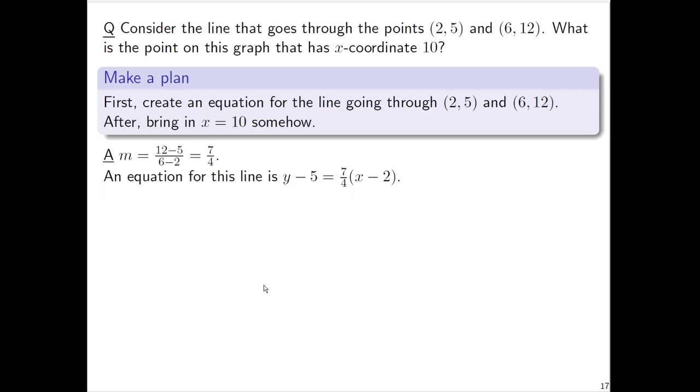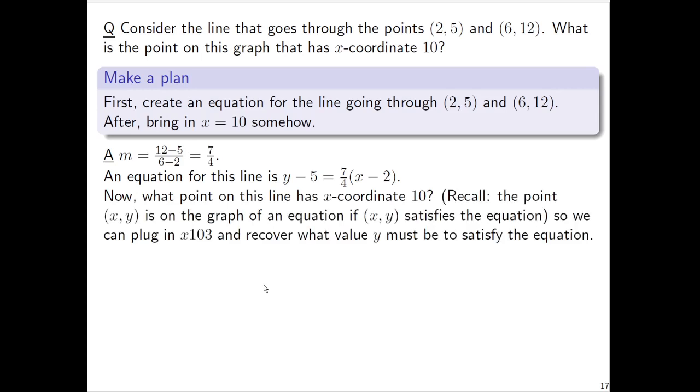So now that we have this line, what we can do is ask this question and, well, recall first of all that a point is on the graph of an equation if x, y satisfies the equation. So we're trying to find a point that satisfies this equation here, but we also know that the x coordinate needs to be 10. So why don't we plug in x equals 10, and then we'll just figure out what y has to be from there. We'll just recover the value of y.